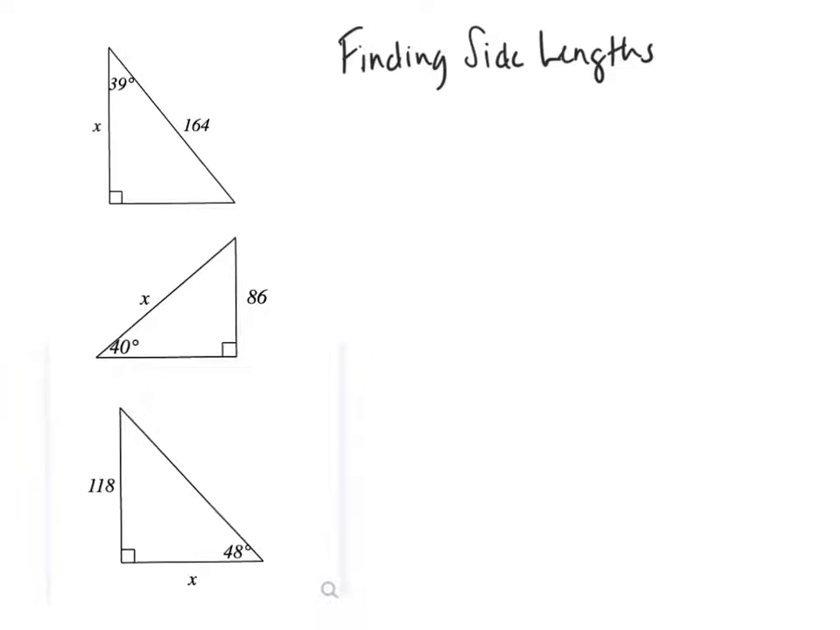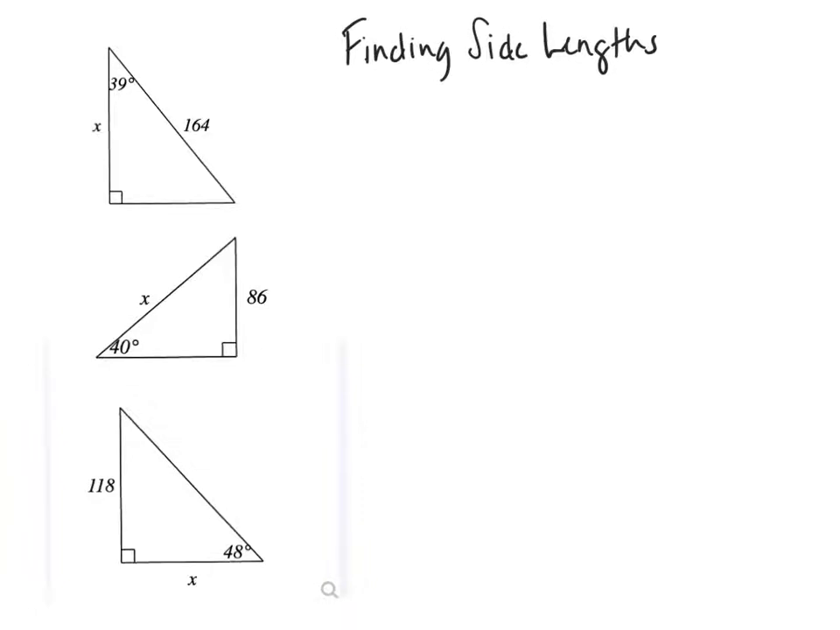A few quick examples of finding side lengths using trigonometry. So I have to always remember SOHCAHTOA. SOHCAHTOA. So when I look at this first triangle, the 39 degrees up at the top, I see that x is next to the 39, it's the adjacent, and 164 is the hypotenuse. So I'm adjacent and hypotenuse, which means I'm using cosine.